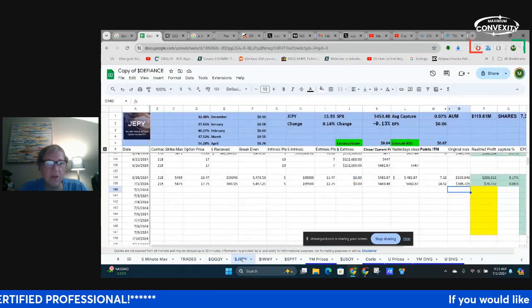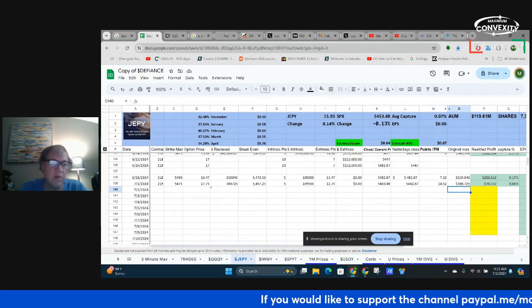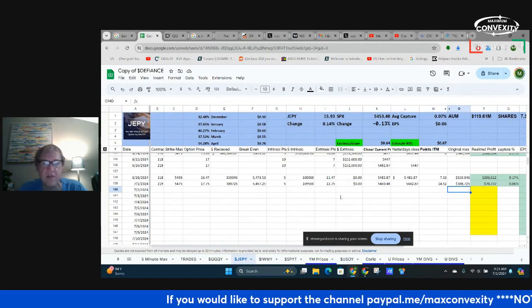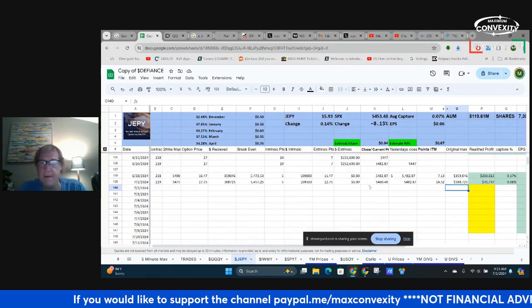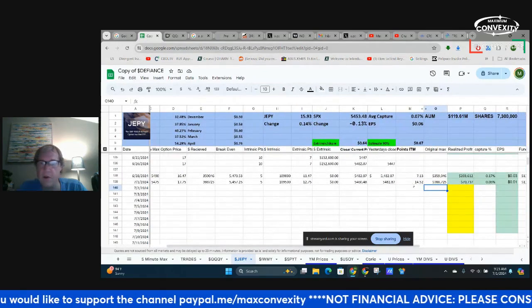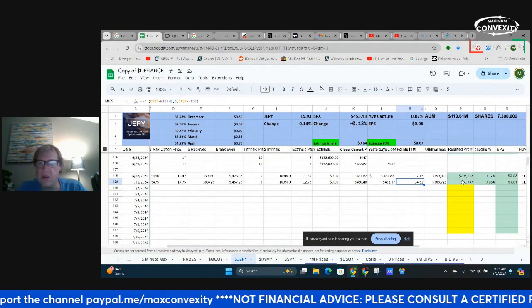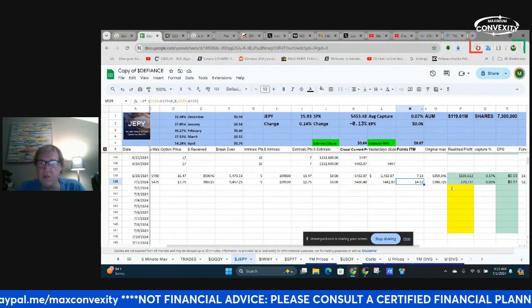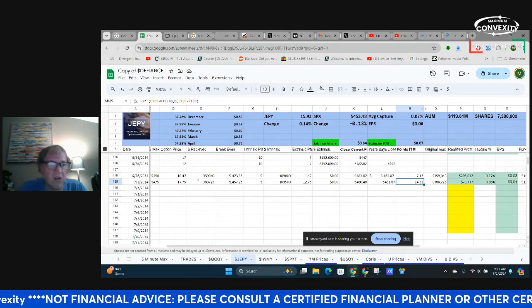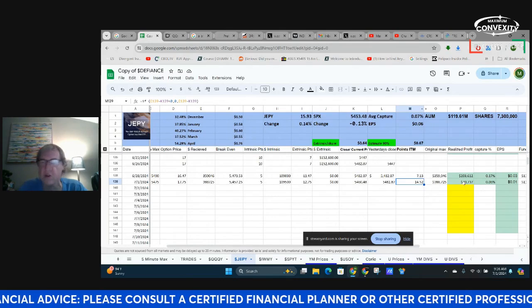All right, so JEPY, let's see what's going on with them. They sold the 54.75 strike for $17.75. Right now, it's showing this position 14 points in the money, but they sold the option for 17 points, so that still leaves a little bit of profit.